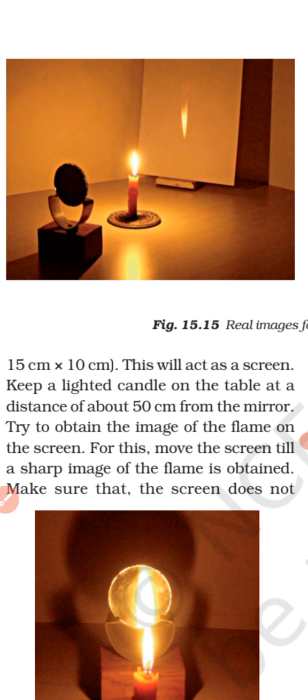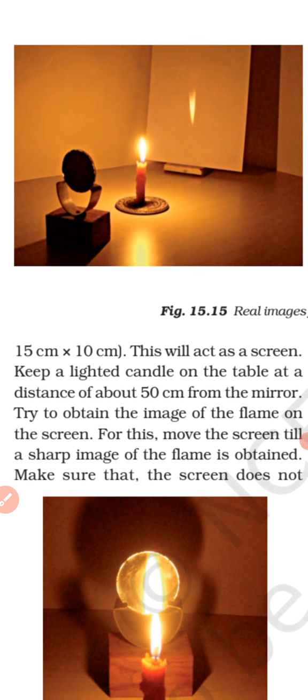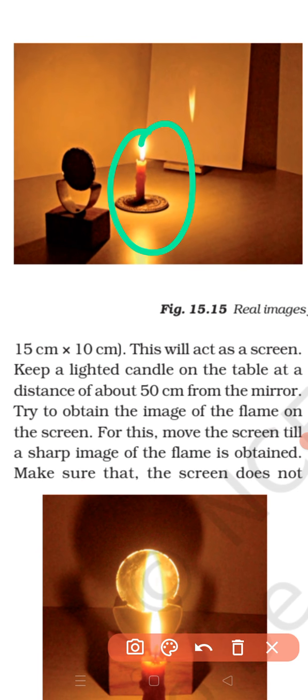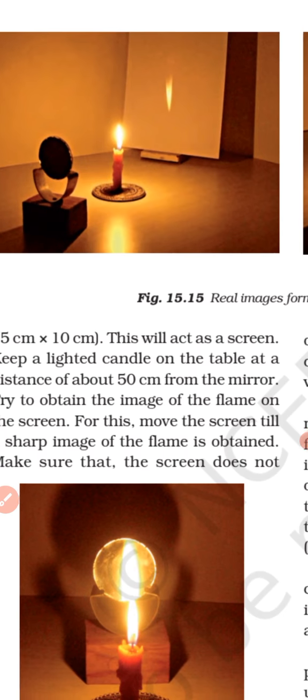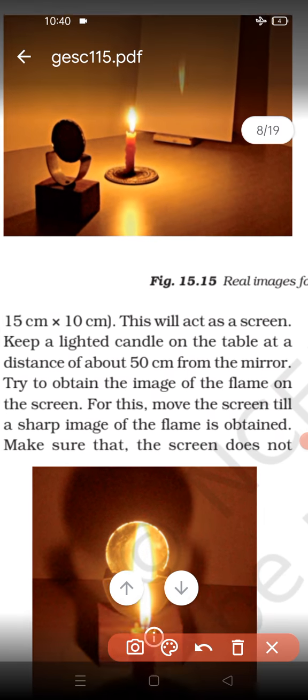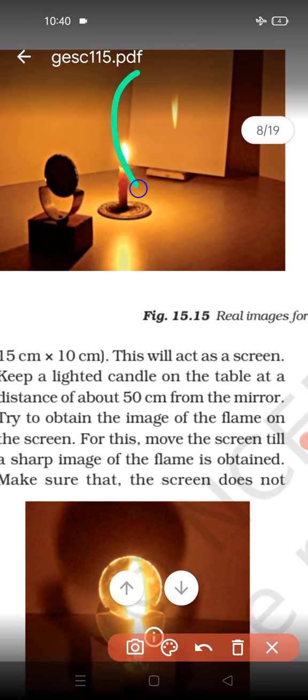Keep a lighted candle on the table at a distance of about 50 centimeter from the mirror. This is the lighted candle, as you can see, at a distance of 50 centimeter from the mirror. Try to obtain the image of the flame on the screen. On this screen only you have to try to get the image of this flame.